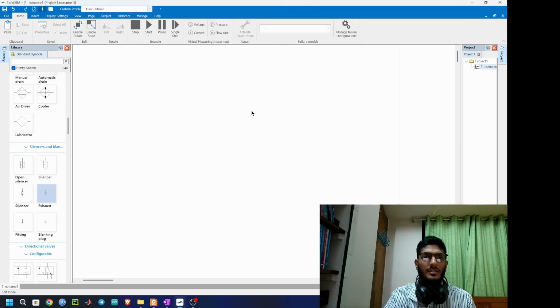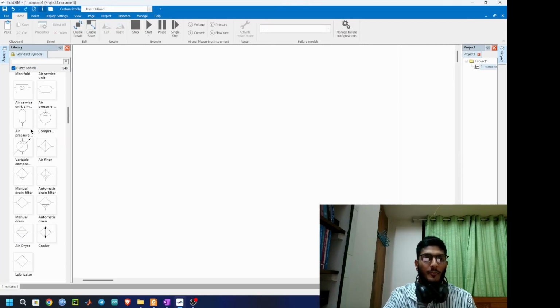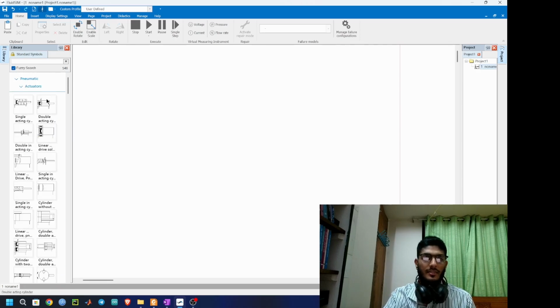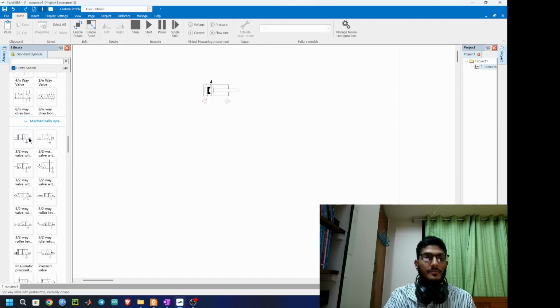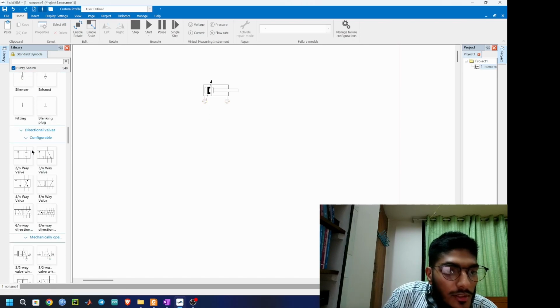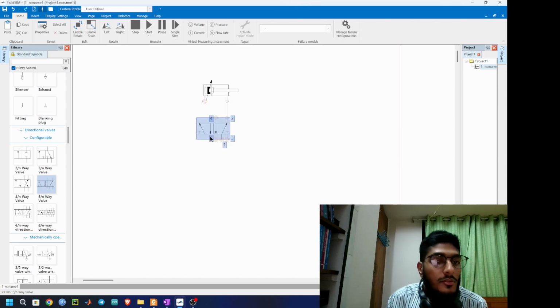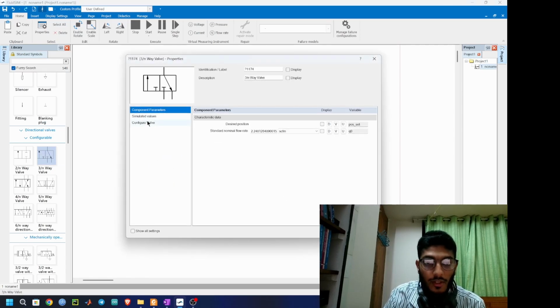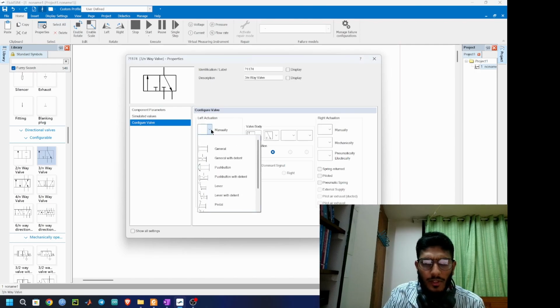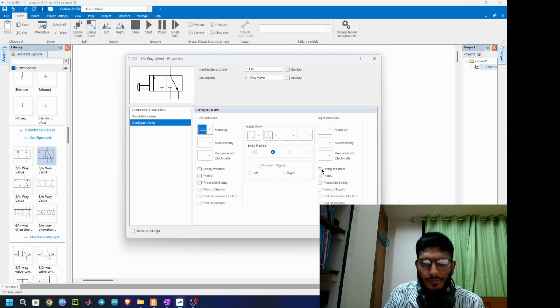I'm using FluidSIM 6 if anyone is wondering. So first, I need a double acting cylinder. Here it is. And like before, to control this I need a 5x2 DCV. Where is that 5x2 DCV? And to control this 5x2 DCV, I need two 3x2 DCVs. One, and I will copy this after configuring. Configure valve. This is push button, spring return, and okay.